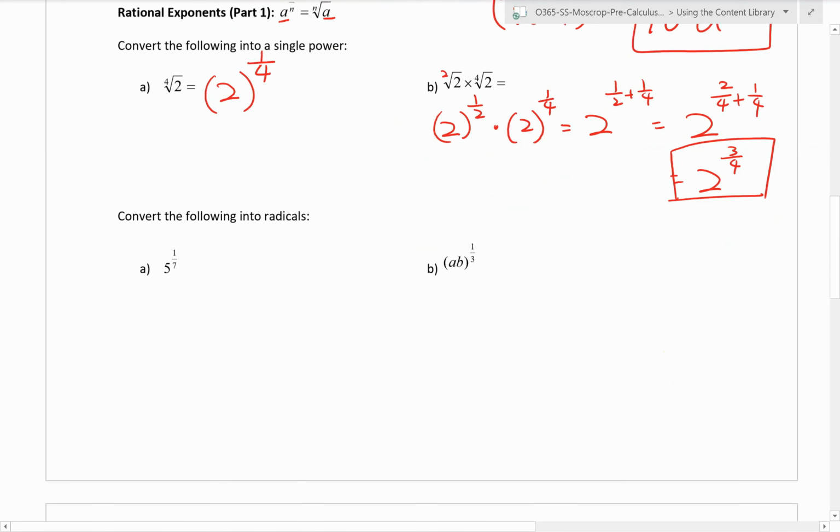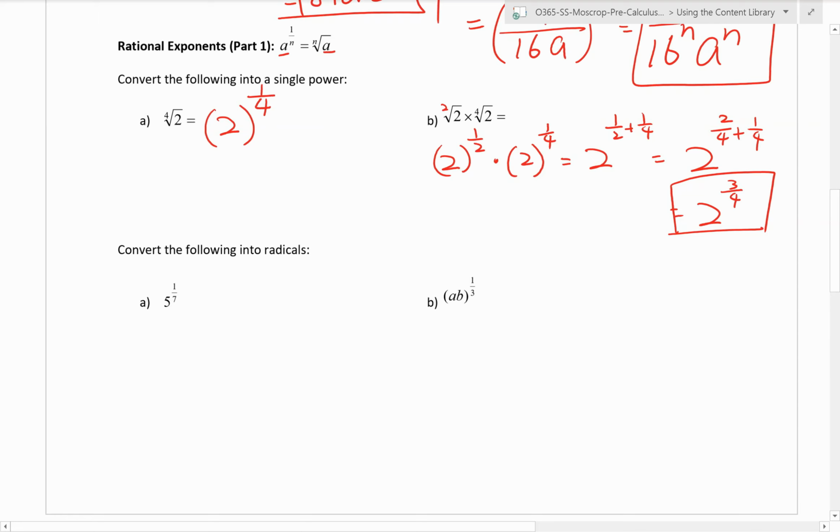Now we can also change these into radical forms, going the other way around. So this is the base. Again, the base turns into the radicand. The numerator is 1, so we just need to look at the denominator because that will turn into the index. So there you go. Part B, similar. Again, this is the base. It's actually both a and b, so the radicand is going to be ab, and the index is going to be a 3, and that's it.